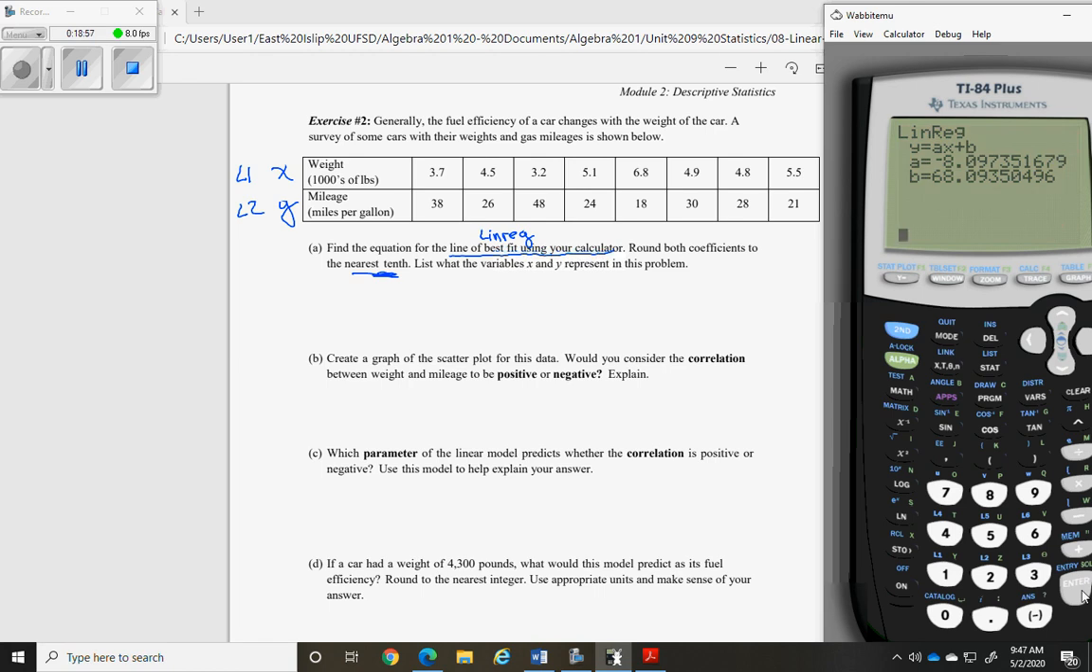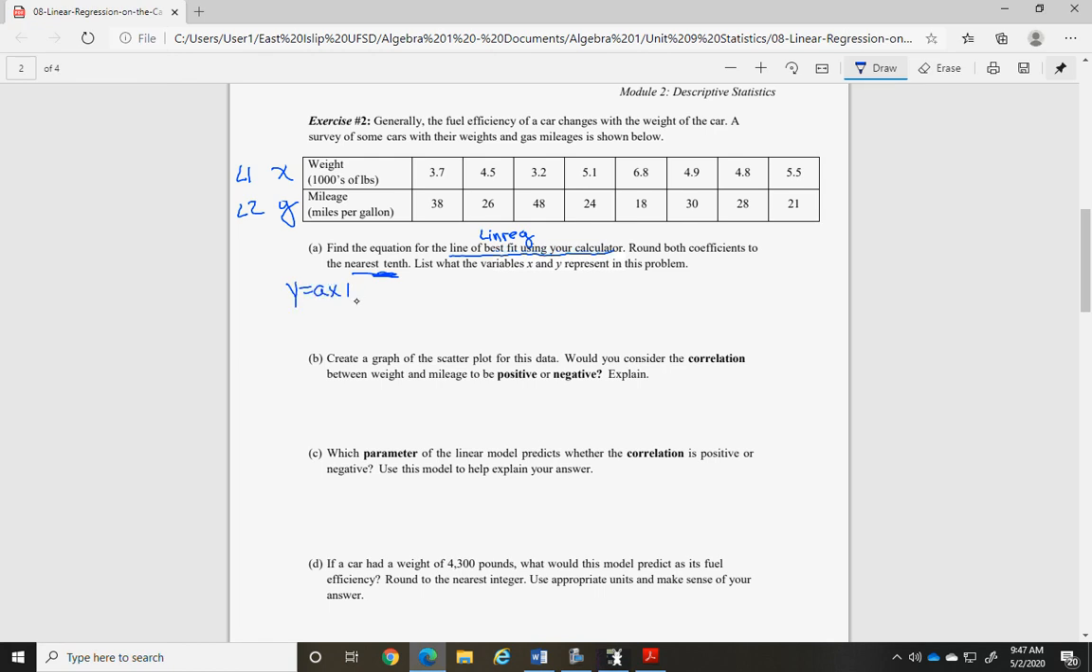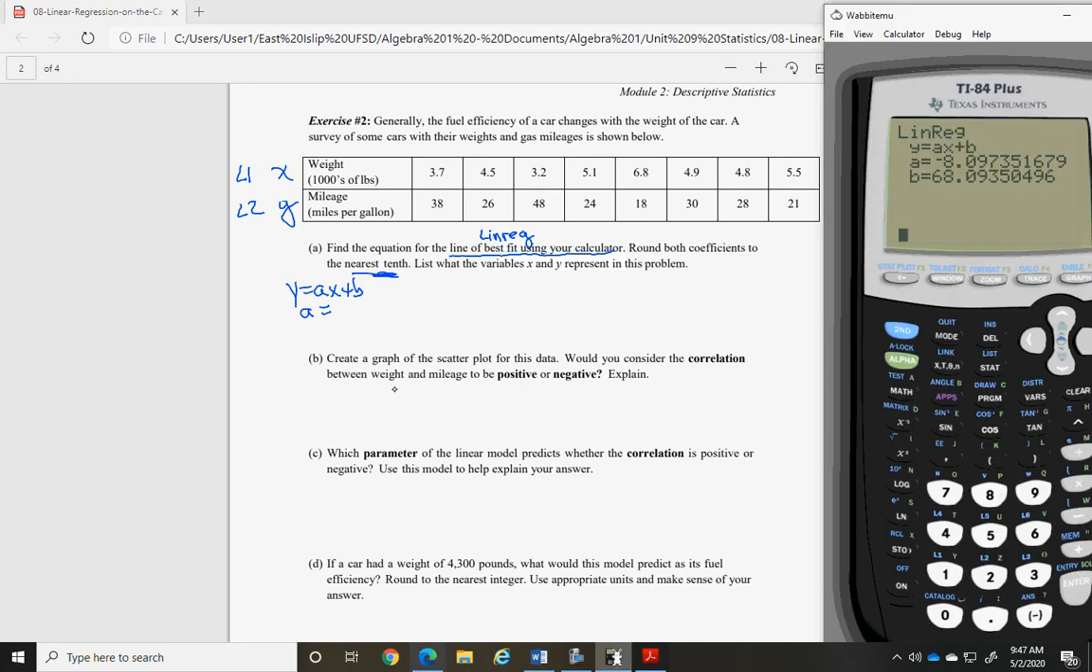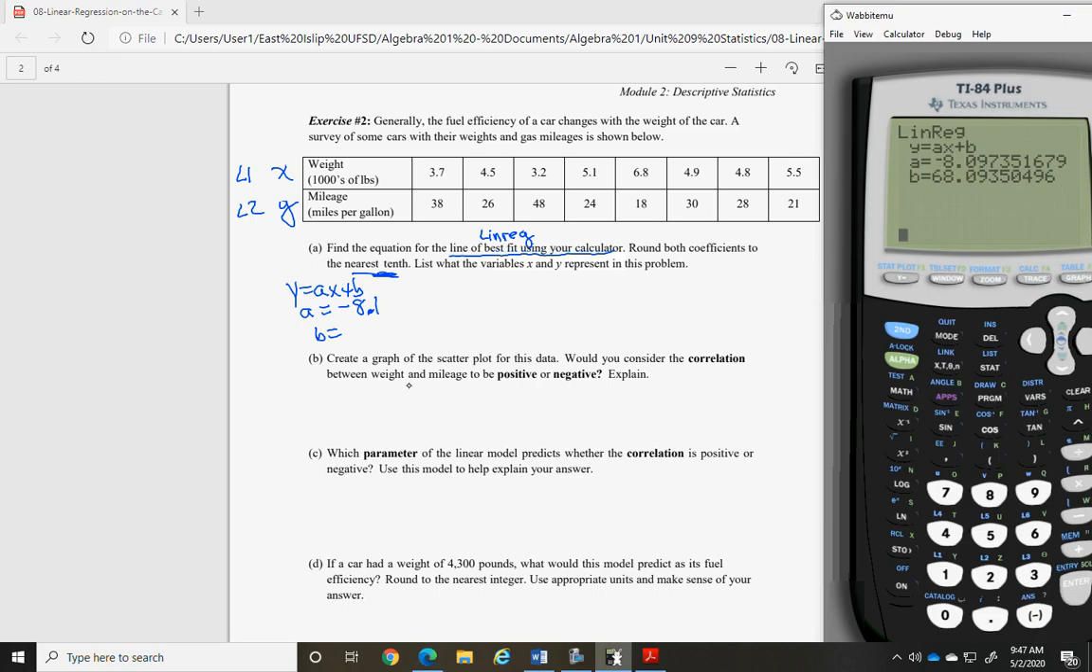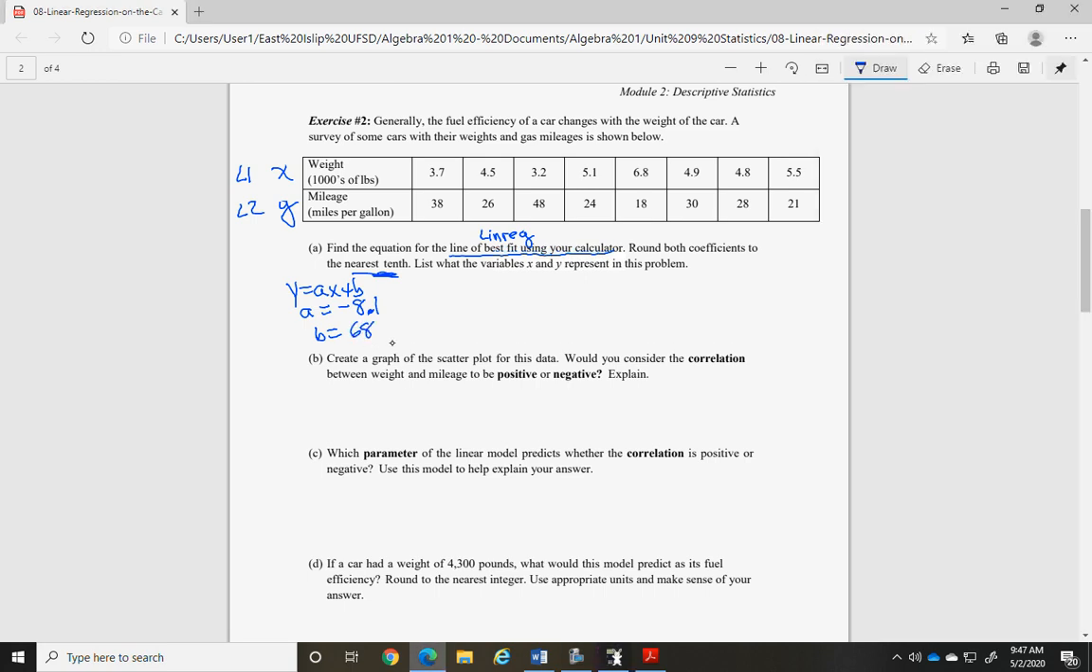Remember, we're rounding to the nearest tenth. So it's in the form of y equals ax plus b. A is about negative 8.1, while B is 68.1. We write it as an equation, y equals negative 8.1x plus 68.1.